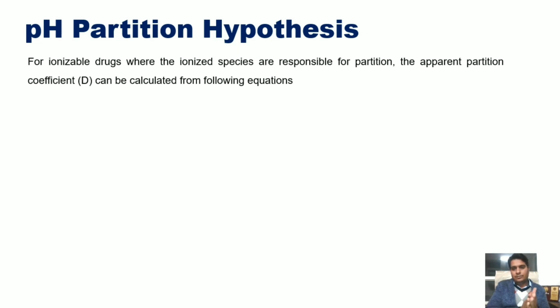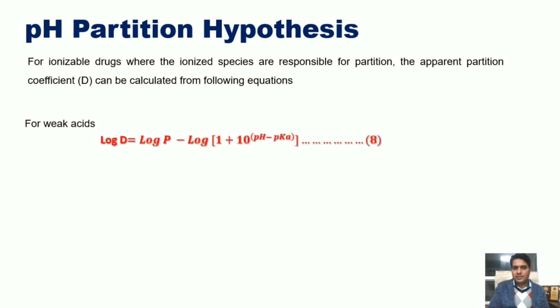Now, for ionizable drugs where the ionized species are responsible for partition, the apparent partition coefficient can be calculated from the following equations. So for log P calculation, some equations are also given for weak acids and weak bases. In the case of a weak acid, log D, that is the apparent partition coefficient of the drug, can be calculated as log D equals log P minus log of 1 plus 10 to the power pH minus pKa. In the case of weak bases, log D equals log P minus log of 1 plus 10 to the power pKa minus pH.